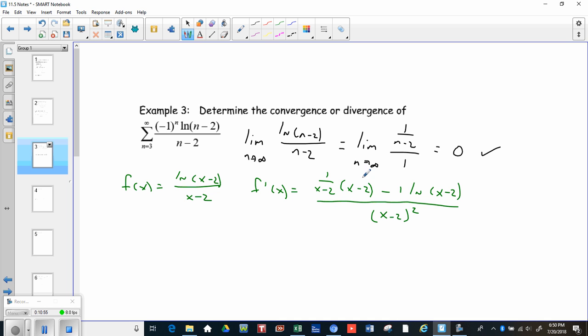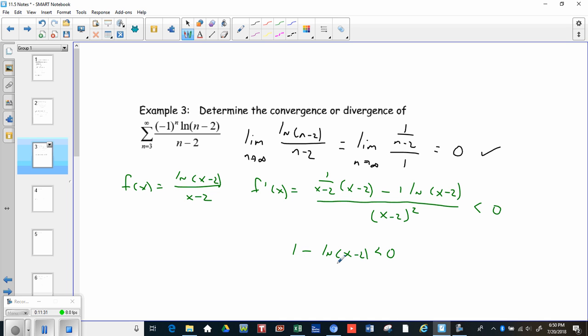All right, and we want this to be less than 0. We want to find all the x values where this is less than 0. Well, this (x minus 2) squared is never going to be negative, so we don't have to worry about this. We can get rid of this part. So really we're just talking about the numerator. The nice thing is here 1 over x minus 2 times x minus 2 is 1. So I'm going to have 1 minus the natural log of x minus 2 has to be less than 0 in order for this to work.